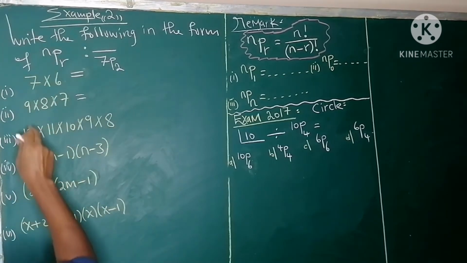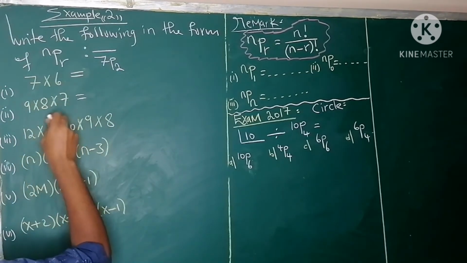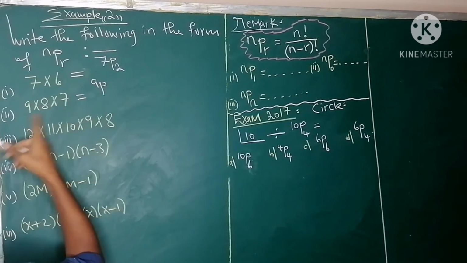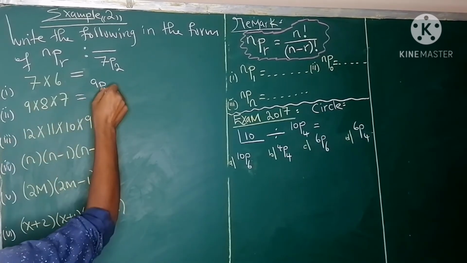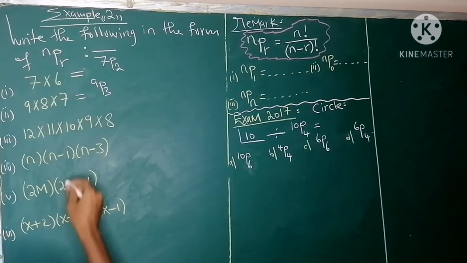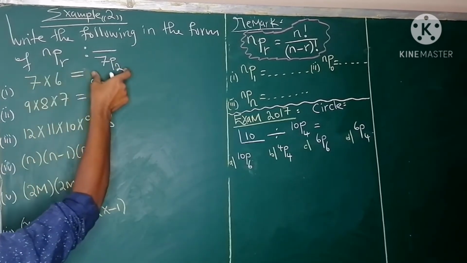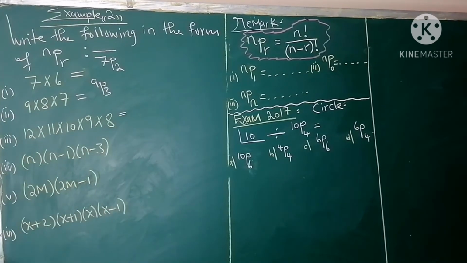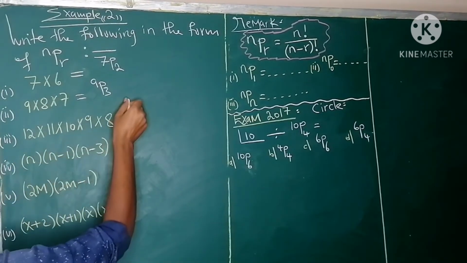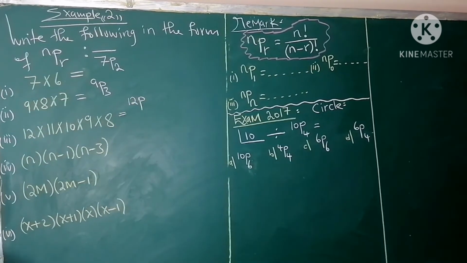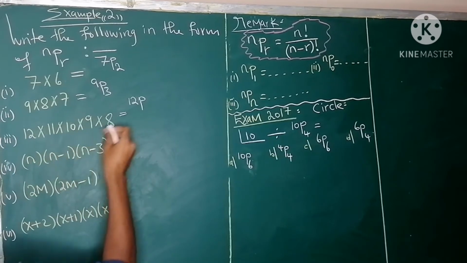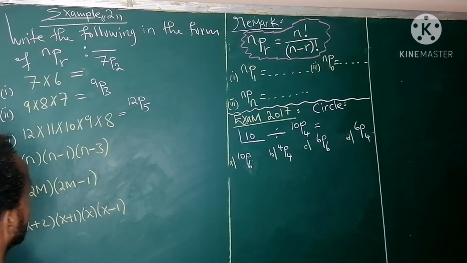Secondly, 9 times 8 times 7, the biggest factor is 9, so 9P. Just count how many factors? 1, 2, 3. So now we put this number in nPr, in permutation form. Number 3, 12, the biggest factor. How many factors? 1, 2, 3, 4, 5. 5.